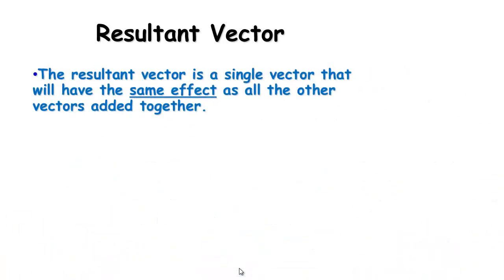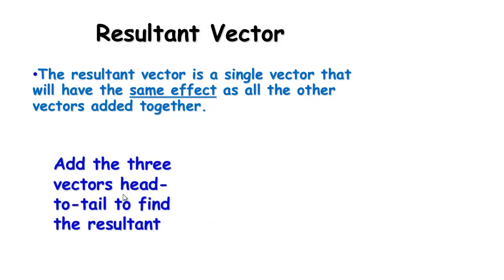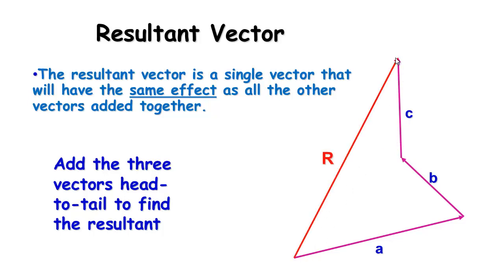So to reiterate that with another example, a resultant vector is a single vector that does the same job as all the others added together. We're going to add three vectors. The important thing is that we always add them head to tail. So first vector A, starting at the head, I start my tail there and I add vector B. Then I'm going to add my third vector starting at the head of vector B. I add on C and I get to this location here. So my resultant vector is that single vector there that gets me from start to finish.